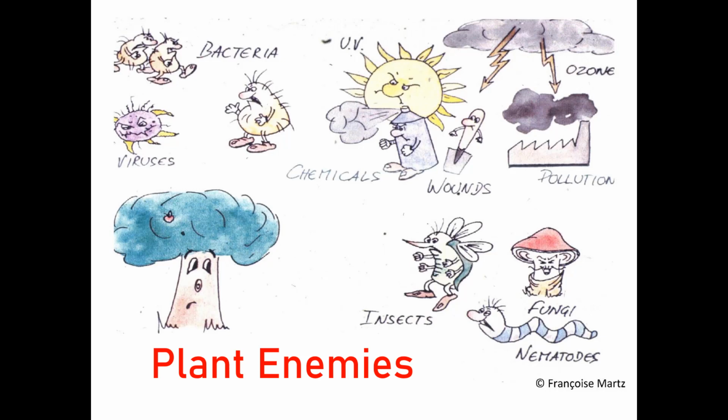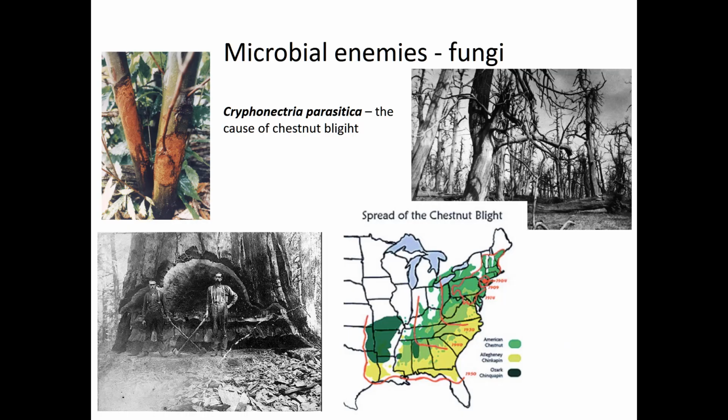Today we're going to look at a lot of the things that plants have to put up with and have defenses for. Let's start off with fungi. There are lots of famous fungi that have impacted plants, but many more of them that people haven't heard of. The most famous one in the United States anyway is chestnut blight. Chestnut blight is maybe one that you haven't heard of, but you probably should have.